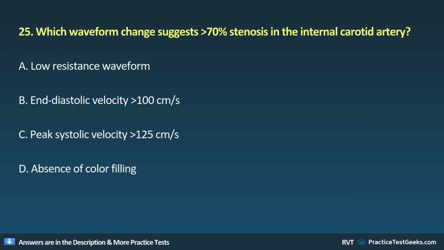25. Which waveform change suggests greater than 70% stenosis in the internal carotid artery? A. Low resistance waveform. B. End diastolic velocity greater than 100 centimeters per second. C. Peak systolic velocity greater than 125 centimeters per second. D. Absence of color filling.